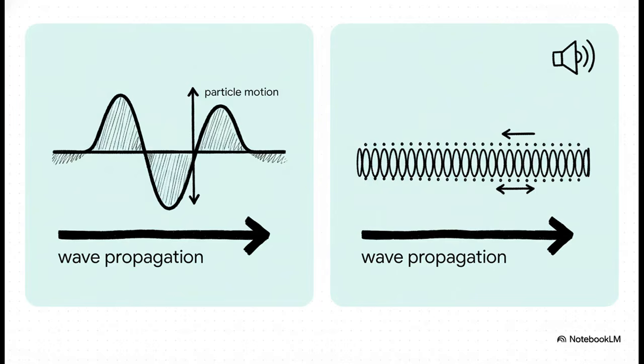That wave on a string was a transverse wave. The string moved up and down while the wave moved forward. That's perpendicular. But sound? Sound is a longitudinal wave. The vibration happens back and forth, parallel to the direction the wave is traveling. The best way to picture it is a slinky getting pushed and pulled.